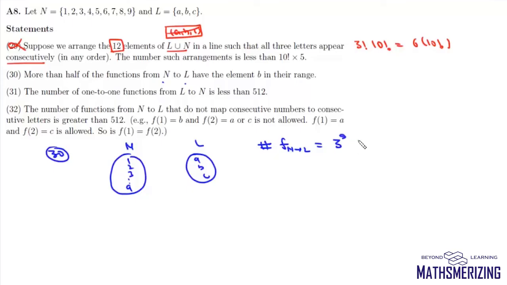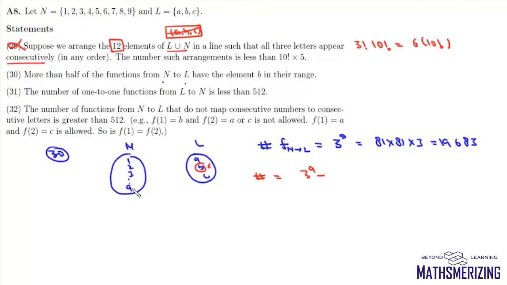So the total number of functions will be 3 to the power 9, which is 81 into 81 into 3, 19,683 functions. Now we'll find the number of functions from N to L in which B is in its range. So the total number of such functions will be total functions, which is 3 to the power 9, minus all those functions which do not have B in their range.